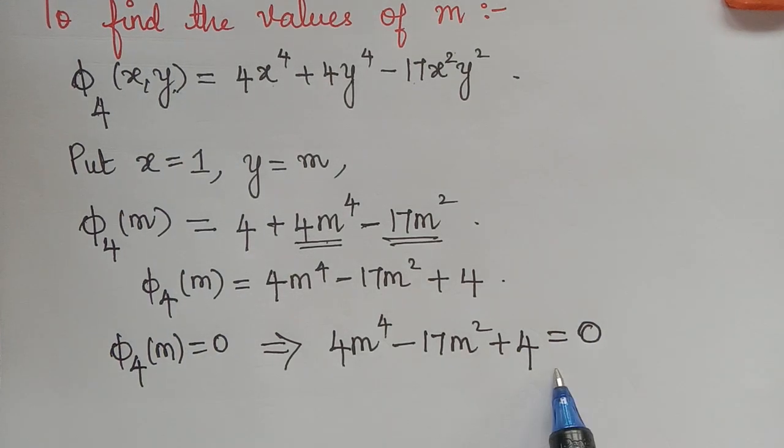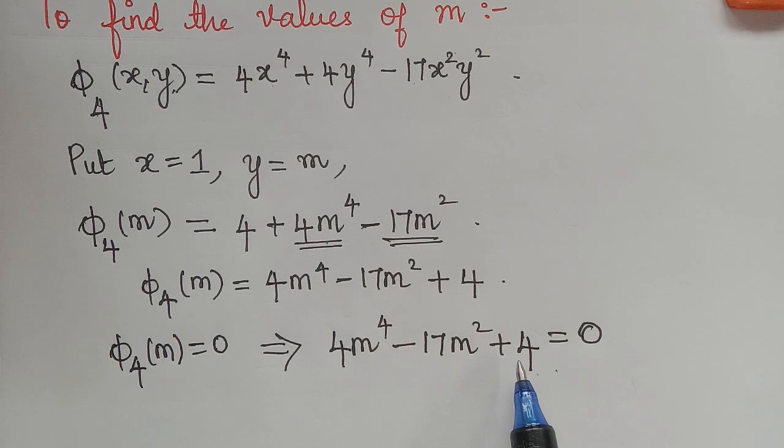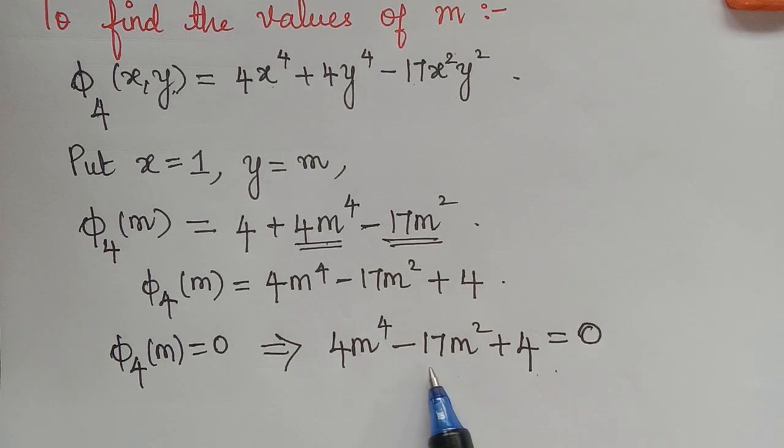Now this equation will have 4 roots. We have to find all the 4 roots, where the first root we will be finding by using the trial and error method. So if we put m equal to 1, are we getting 0? We have to check. If you put m as 1, it will be 4 minus 17 plus 4, which is not 0. So 1 is not a root.